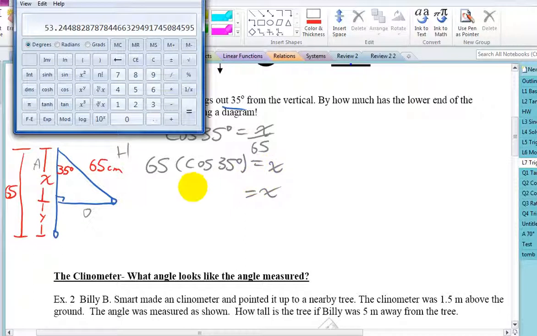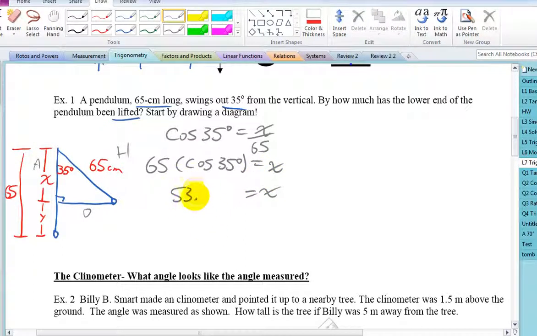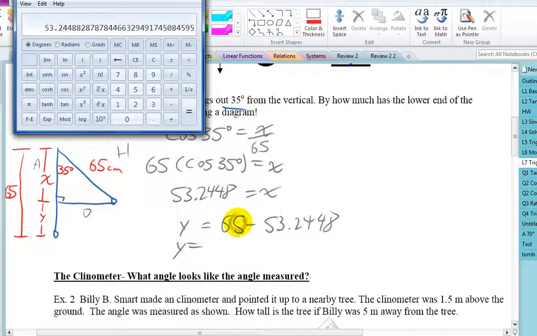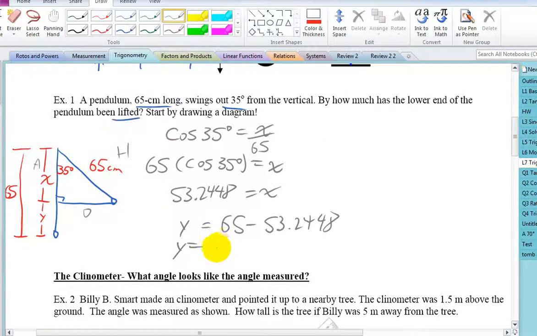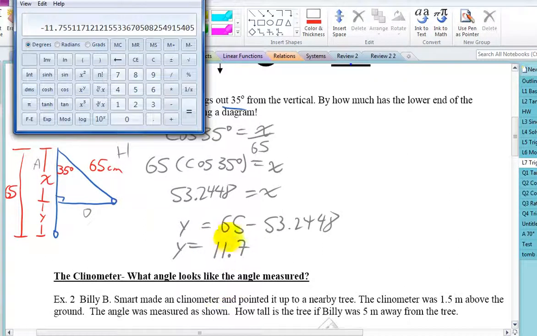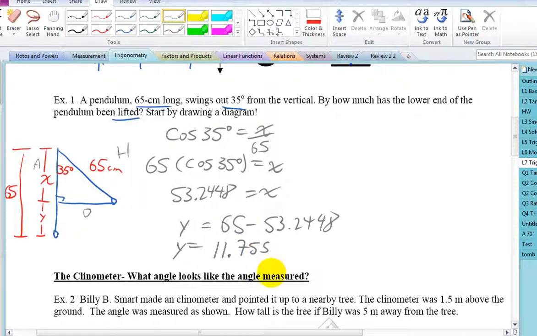So x is 53.2448. And so then the lift would equal 65 minus 53.2448. And we are calling the lift y. Okay. So my calculator, I'm going to just kind of reverse this and go minus 65. I know the number's not supposed to be negative. So I'm not going to write down the negative because I didn't do it properly on my calculator. Okay. And so that's the answer for y.